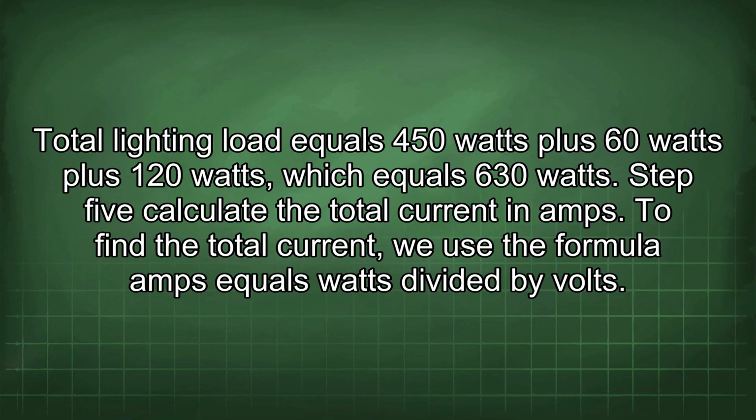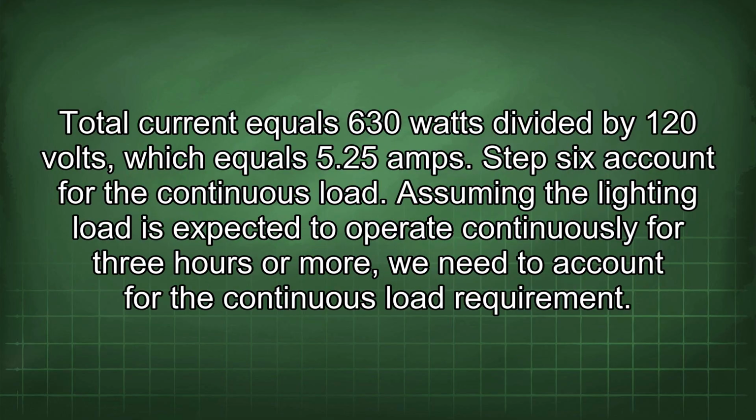Step 5. Calculate the total current in amps. To find the total current, we use the formula amps equals watts divided by volts. Total current equals 630 watts divided by 120 volts, which equals 5.25 amps.